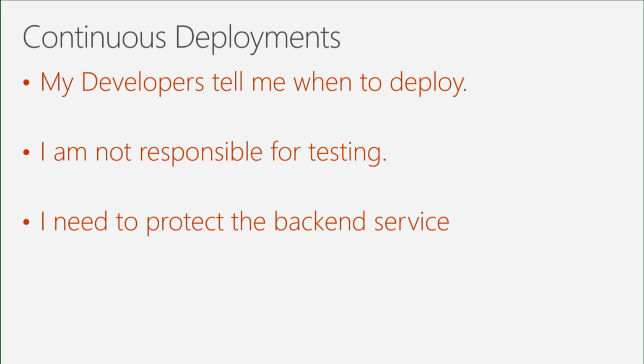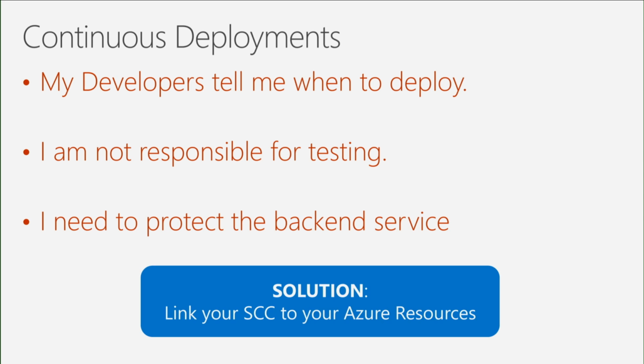So the problem is the developers come around and say, hey, we need a deployment. I'm not responsible for testing. I'm responsible for the production environment. I need to make sure that is solid. I need to protect that backend service. I don't want to let the developers onto that production service. So how do I ease my time so that I'm not responding to every single deployment request, particularly when some DevOps groups do 8, 10, 15 deployments a day? I could be doing this all day, every day. So how do I do that?